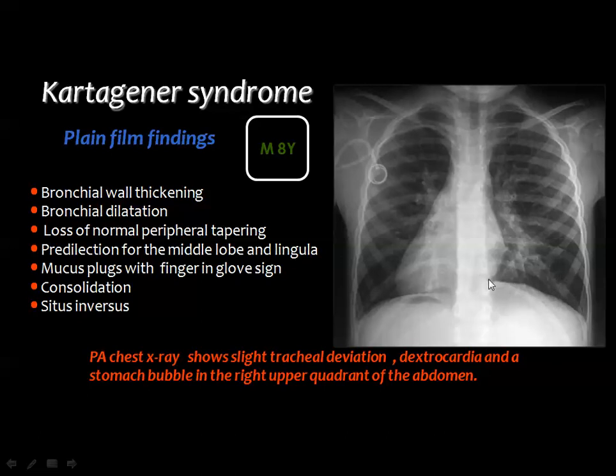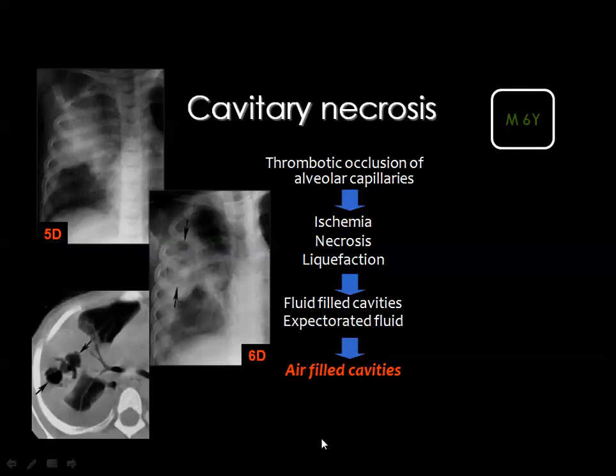This disease is usually seen in the paracardiac areas, in the lingula and the right lower and middle lobe. Also you may get some mucus plugs within the bronchi, giving the finger-in-glove sign. And also you can see some consolidations.